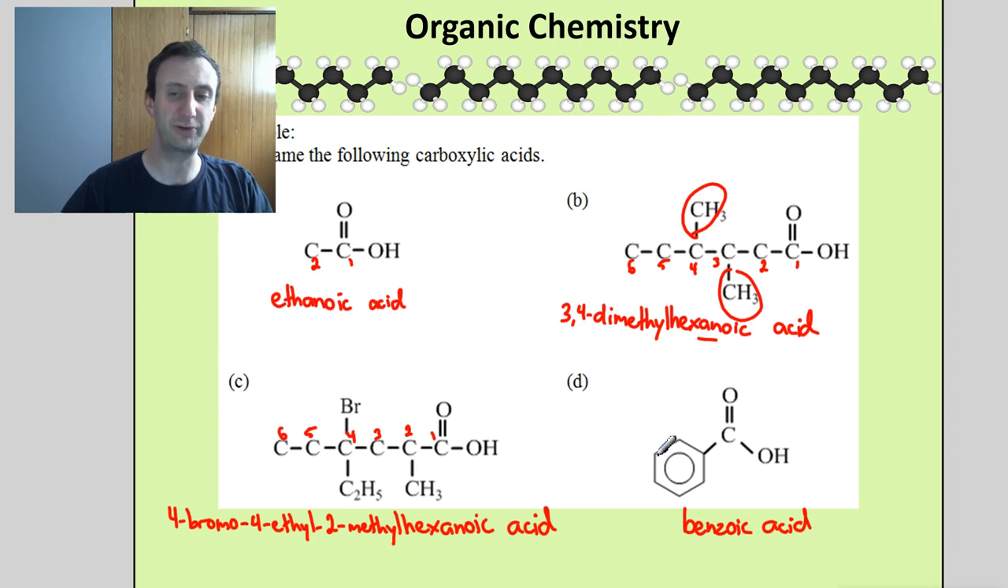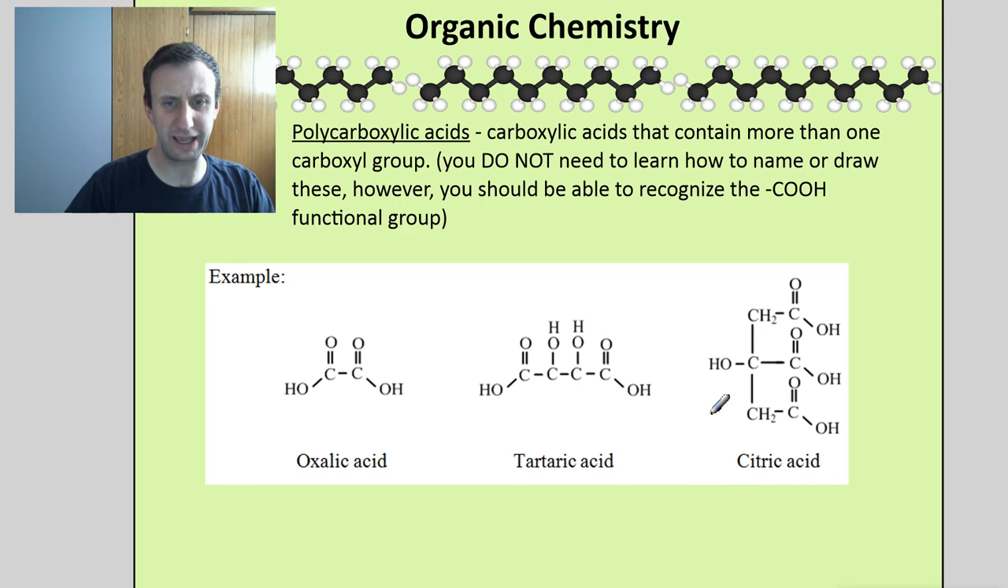If I had other groups coming off of here, like for example, if I had a methyl group right here, well then it would be 3-methyl benzoic acid, that kind of name. So pretty easy. That's it. So really, carboxylic acids are quite simple to name.